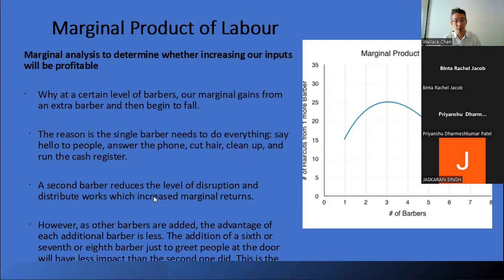The second barber reduces the level of disruption and distributes work, which increases marginal returns. However, as barbers are added, the advantage of each additional barber is less. The addition of a 6th or 7th or 8th barber just to greet people at the door will have very little impact than the second one did. So this is why the marginal product of labor, after a certain point, starts to decrease.